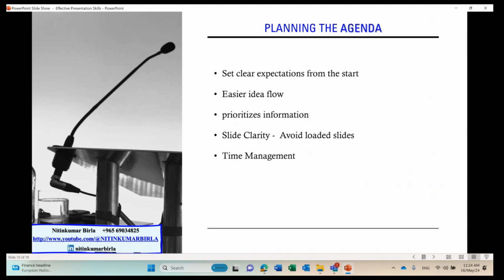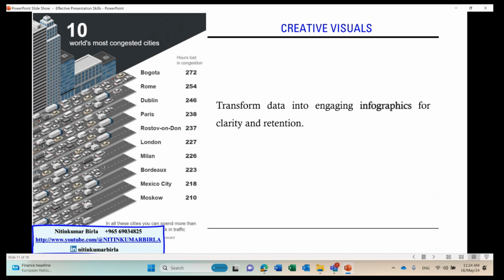And time management is most important. Time management is very important, because you cannot run out of your time. So you have to be very clear on the time management. If you have been given 20 minutes for the presentation, make sure it is not exceeding that time. Try to finish 2 minutes before. So that's the most important thing you have to remember.